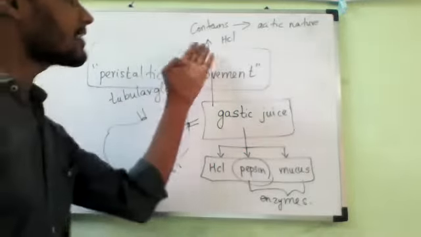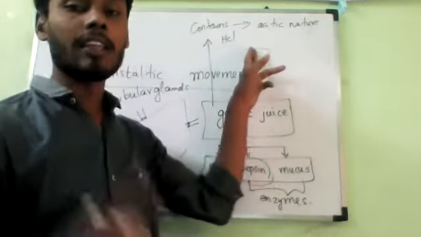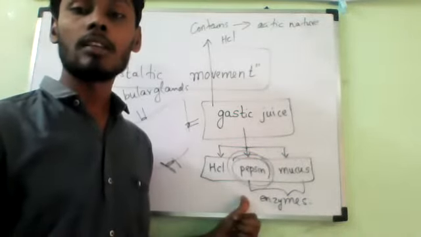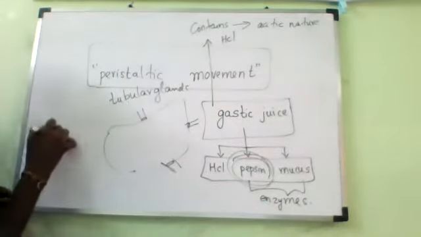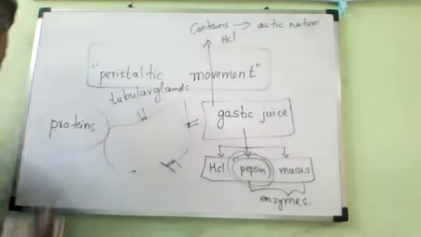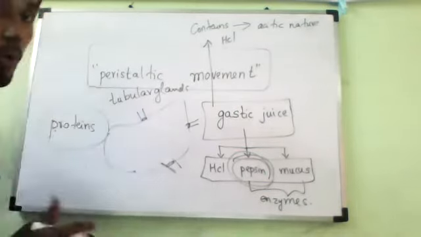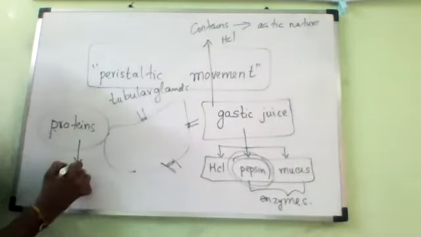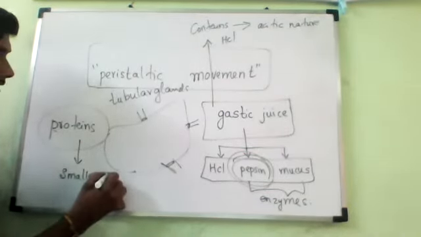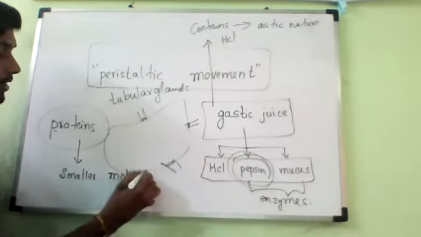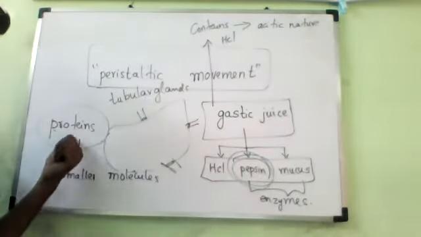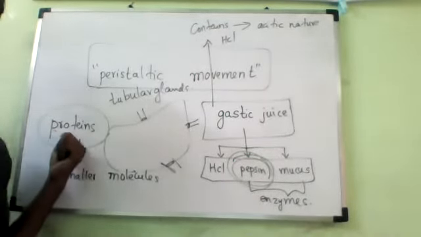Because of this acidic medium, the enzyme called pepsin, very, very important, will only start the digestion of proteins, which are contained in our food. These proteins will be broken into even smaller molecules. Why did I say PP here? Pepsin, protein. That is the reason.